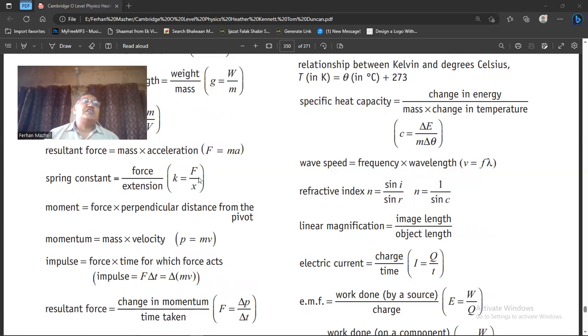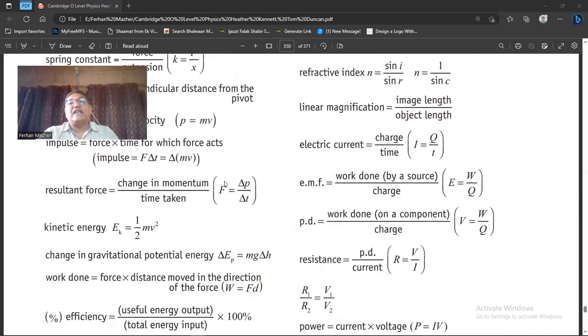Linear magnification is the length of the image divided by the object length, that is, the height of the image divided by the height of the object. This formula can also be the distance of the image from the lens divided by the distance of the object from the lens. Then we have electric current.